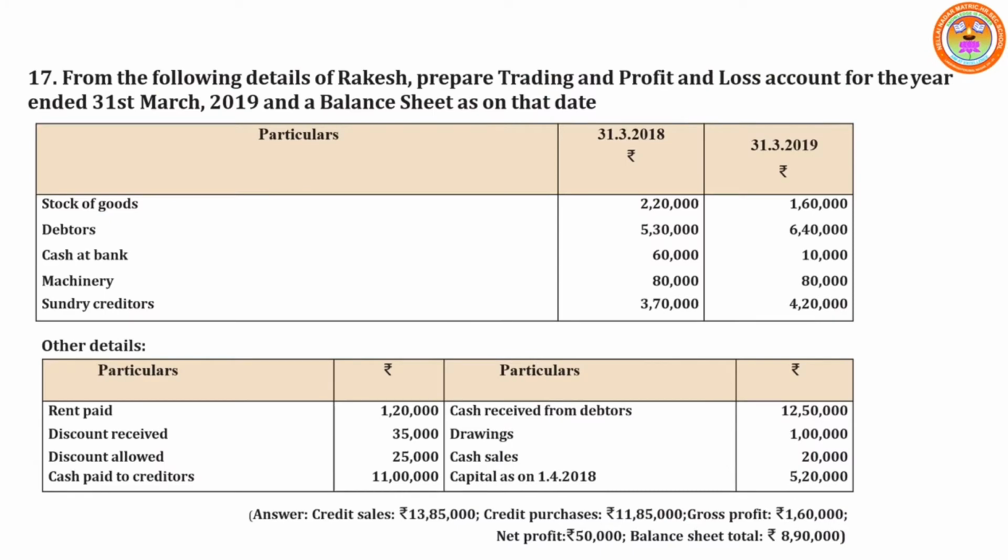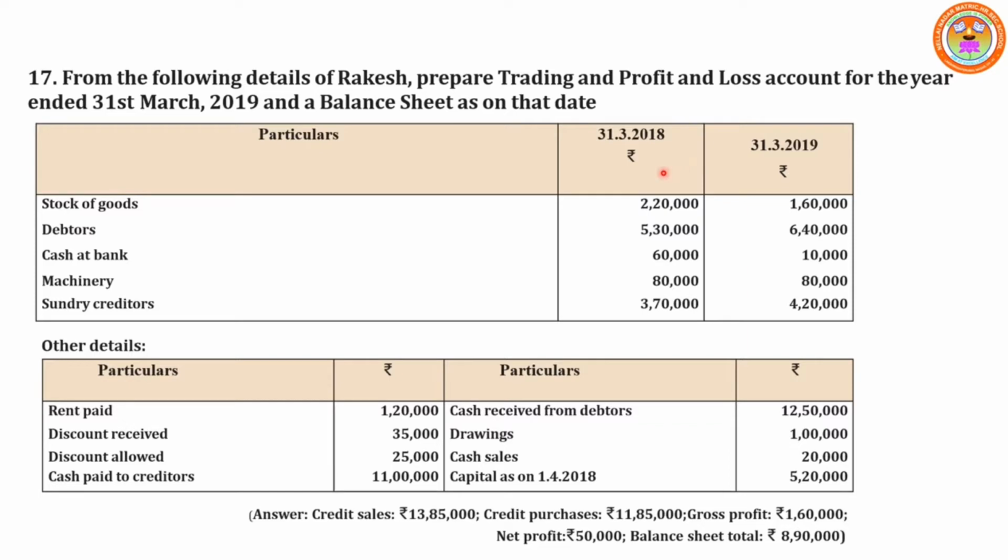Look at sum number 17. From the following details of Rakesh, prepare trading and profit and loss account for the year ended 31st March 2019 and a balance sheet as on that date. Look at the particulars column: stock of goods, debtors, cash at bank, machinery, sundry creditors. Both year beginning and year end values are given.